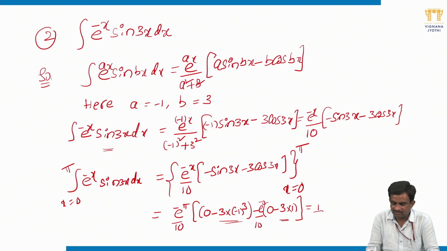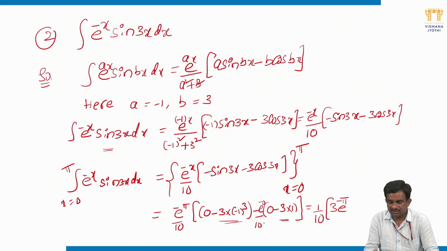So we get 1 by 10 times e power minus pi, already minus 1 cube is minus 1, minus 3 is there, so this becomes 3 e power minus pi. Then e power minus 0 is 1, and already a minus sign is there, so minus of minus 3, here you will get plus 3. If you want, you can take this 3 also outside. So this is some definite value.